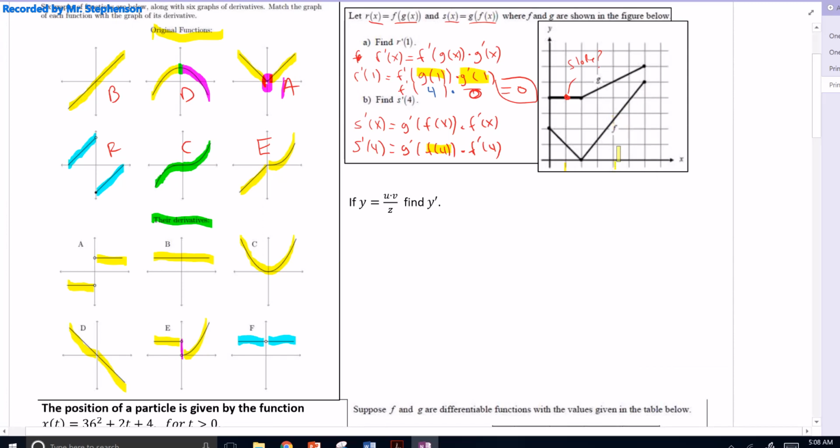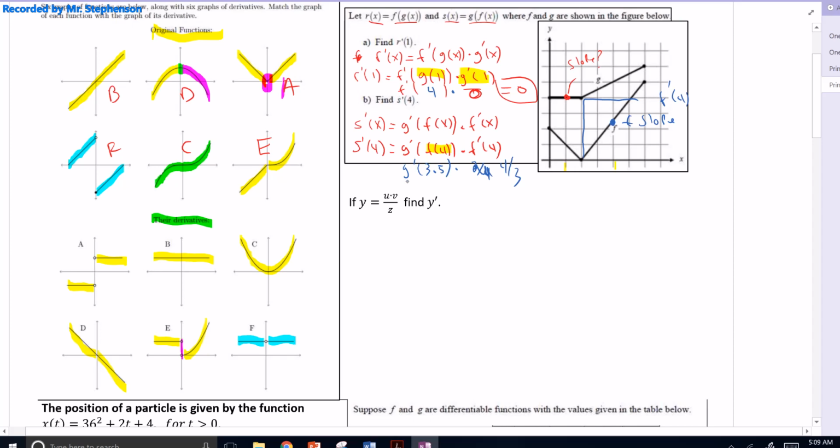Right there. So it looks like 3.5. Alright, so this is g prime of 3.5 times f prime of 4. Again, what's the slope here? That's f prime of 4. It says, what's the slope right here? Well, the slope of this line is 4 over 3. 1, 2, 3, 4 over 3.